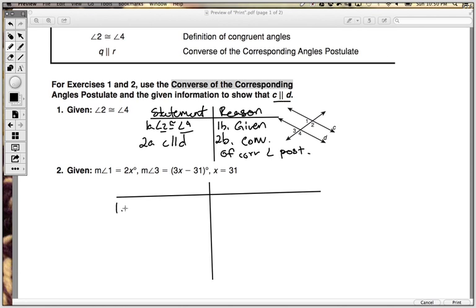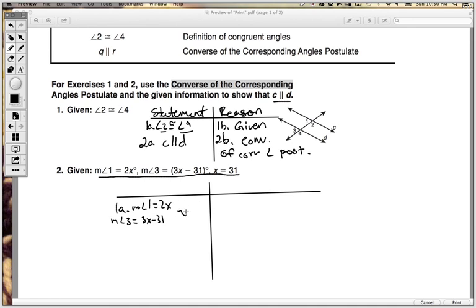So first, we're going to state what we're given, which is all of this. There's a whole lot of it. So we got measure of angle 1 equals 2x, and we ran out of space here, so let's see if I can fit this on the second part of the line. Measure of angle 3 equals 3x minus 31. And then we also say that x equals 31. And all of that is given.